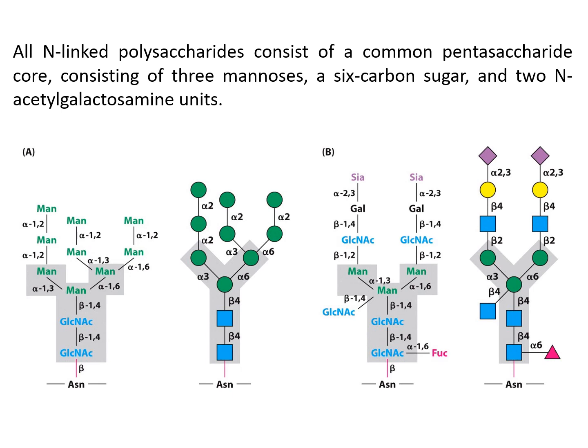Here, as you can see, are some of these examples. For example, this A is the high mannose type. As you can see here, this pentasaccharide core is dominated by the presence of mannose. The B in this case is the complex type.